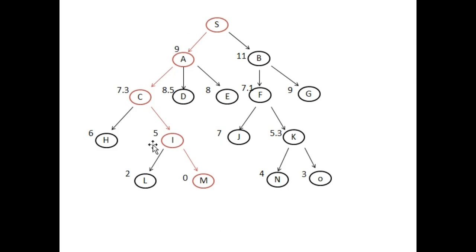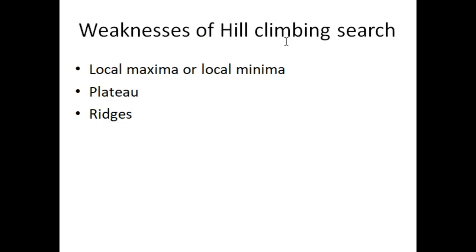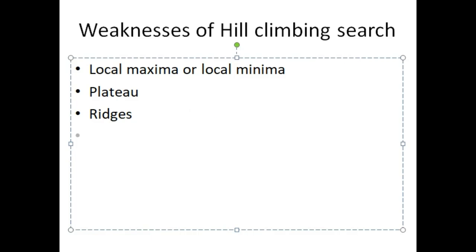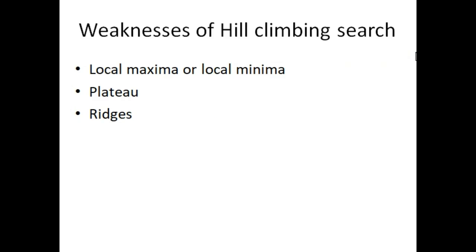So we solved this problem by using the hill climbing search technique, which is an example of a search technique belonging to the local search algorithms. Here are some weaknesses of hill climbing search, which are very important: local maxima, local minima, lateral problem, and ridge problem. Now I will discuss these weaknesses one by one.